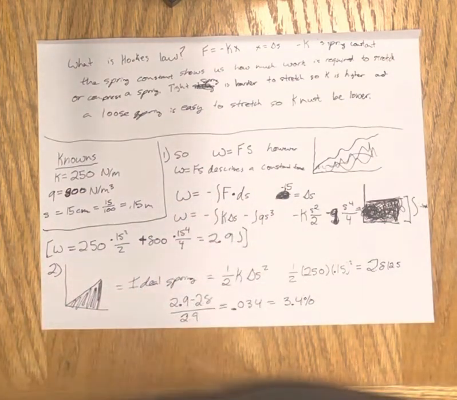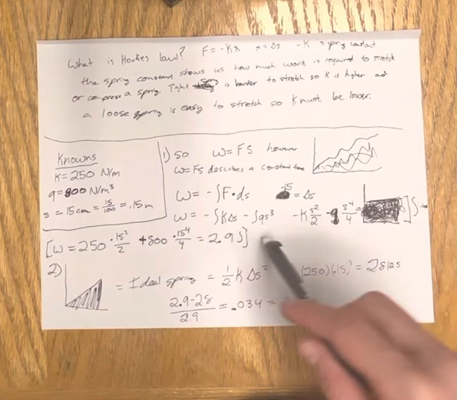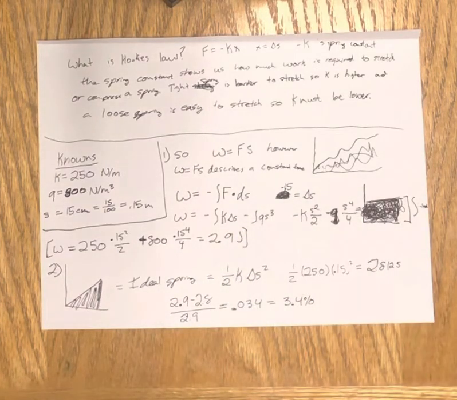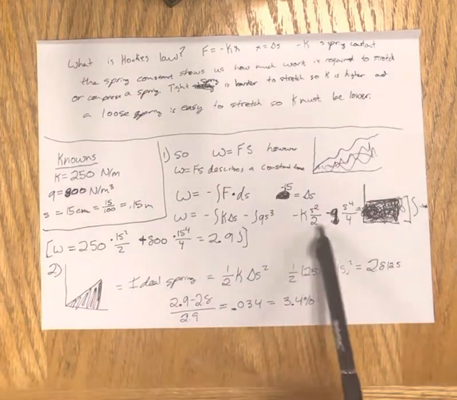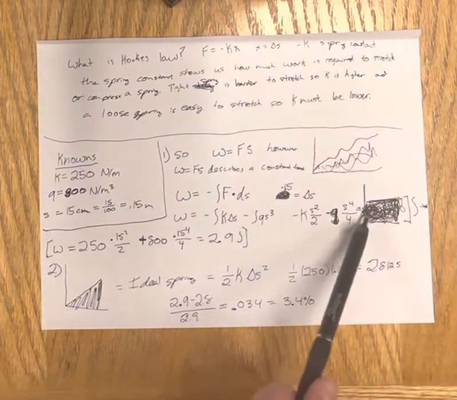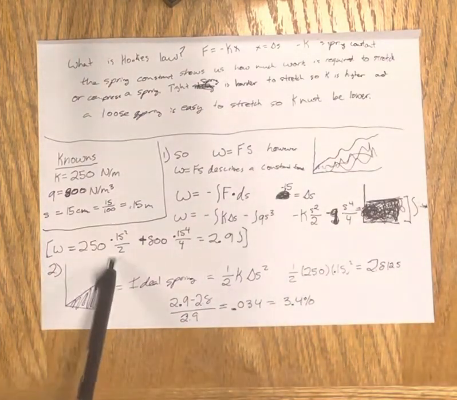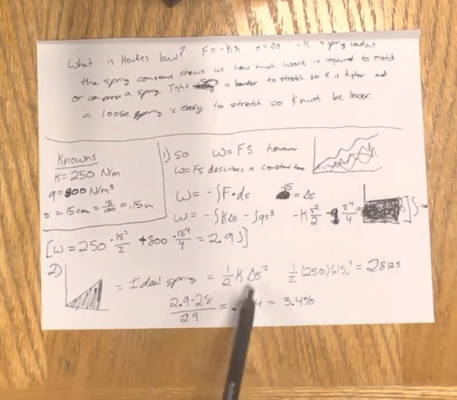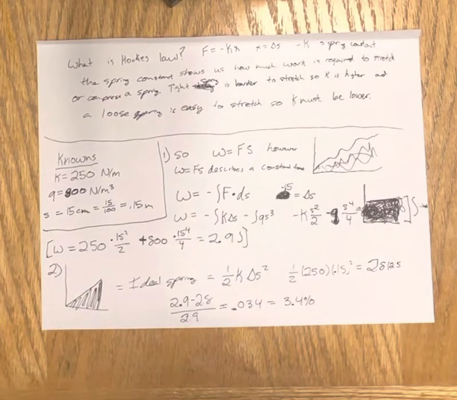Force times displacement S. And remember our force was K change in S minus Q change in S cubed. Find the integral. So K S squared over 2 minus Q S to the fourth over 4. We plug in our variables from before because we have all of those, and we get 2.9 joules, joules being the unit for work and energy.